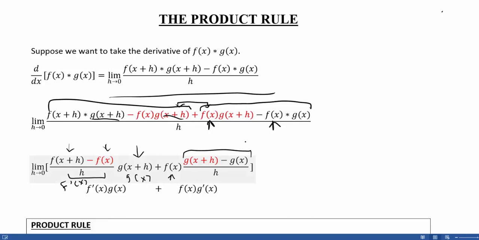And then this last term here is exactly the definition of derivative if our function was g, so g prime of x. So that means when I actually take this limit, I get f prime of x times g of x plus f of x times g prime of x. And it turns out that that is how we calculate the derivative of two functions multiplied together. So that forms what we call the product rule.